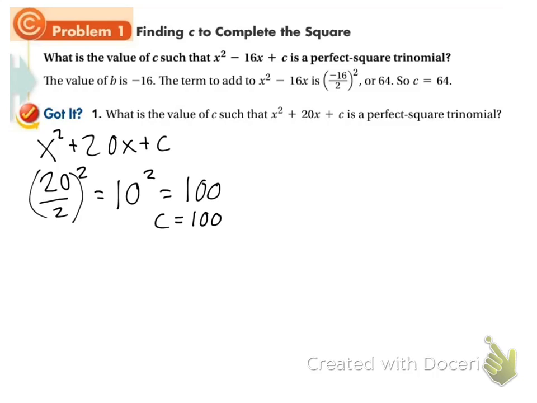It also so happens that this number right here is what goes into your factoring. So this would be x plus 10 times x plus 10, which, to write it nicer, we write x plus 10 squared.